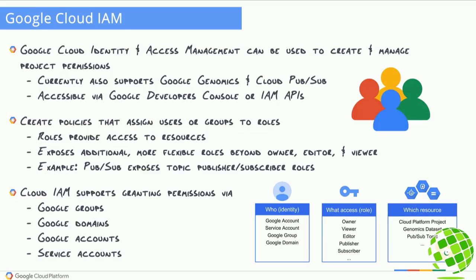Let's talk about Google Cloud IAM. IAM stands for Identity and Access Management, and it's giving us a consistent, standard, unified way to grant permissions at the resource level across all these products and services.